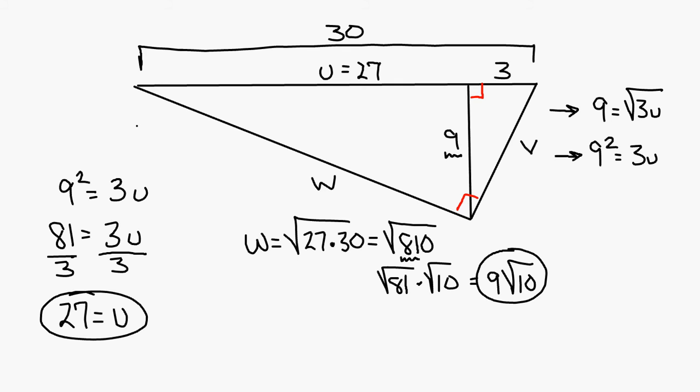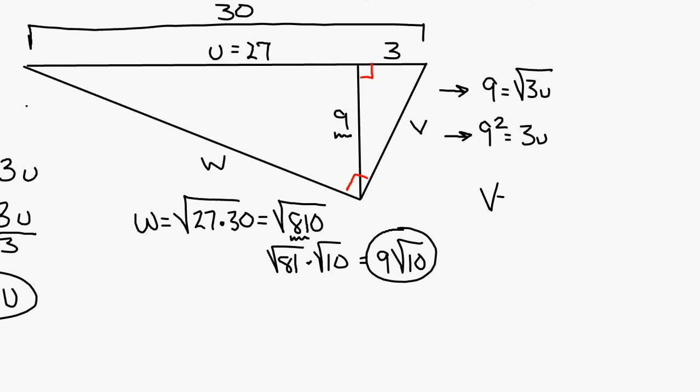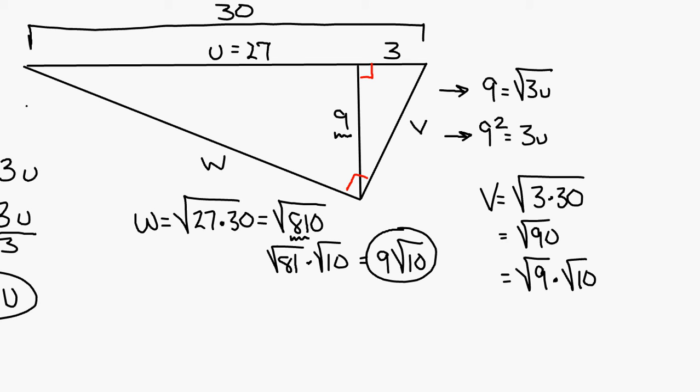V is going to be equal to the square root of 3 times 30. So V is going to equal the square root of 90, which is the square root of 9 times the square root of 10. And simplified, that would be 3 radical 10.